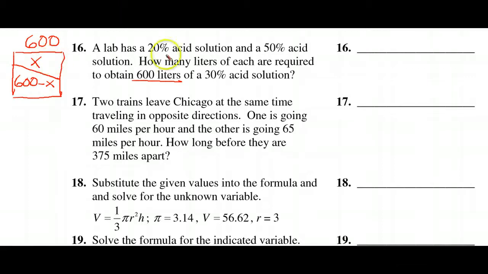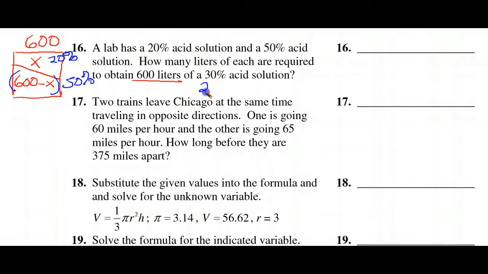So what will your equation be? Well, we have to identify these parts. We're going to say the X is the 20%, and this one, in parentheses, will be our 50%. And eventually we're going to have 600 liters of 30%. And that's where our equation comes in.